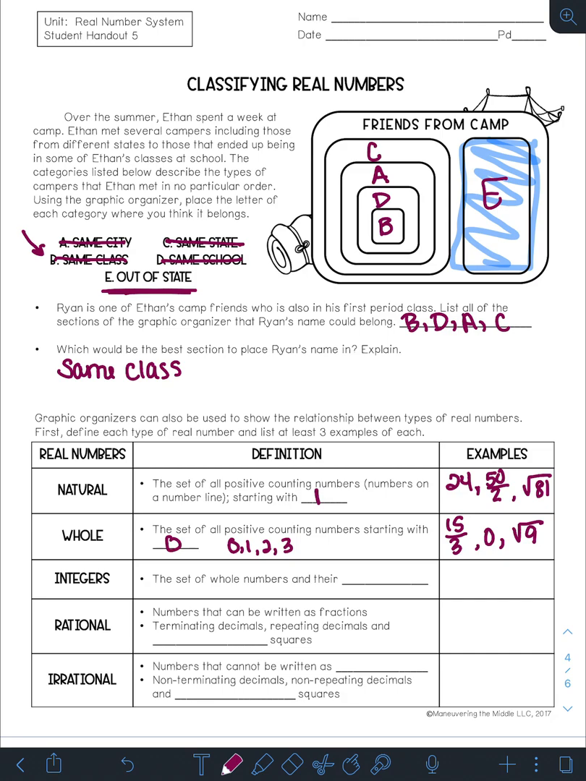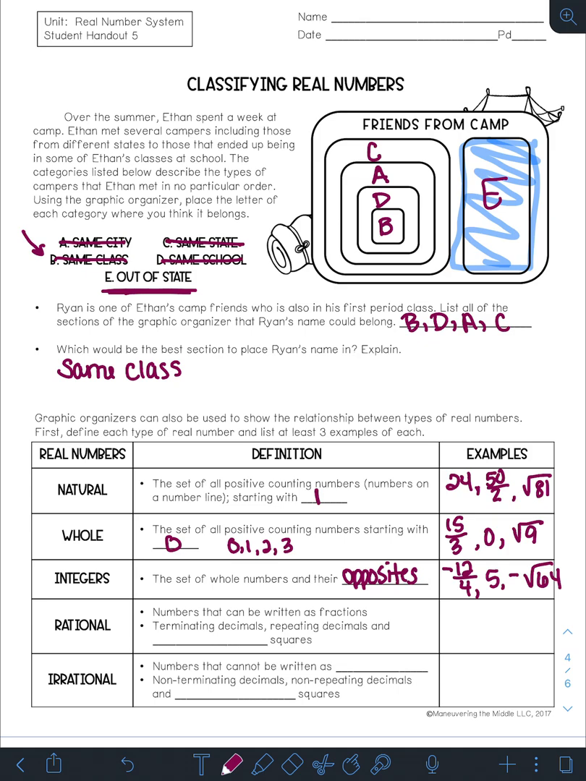And then you continued on in school, and they taught you about the other side of the number line, and it is the set of whole numbers and their opposites. So you may see negative 12 over 4, because that would simplify down to negative 3. You may see 5. Or you may see the negative square root of 64, because that would be negative 8.